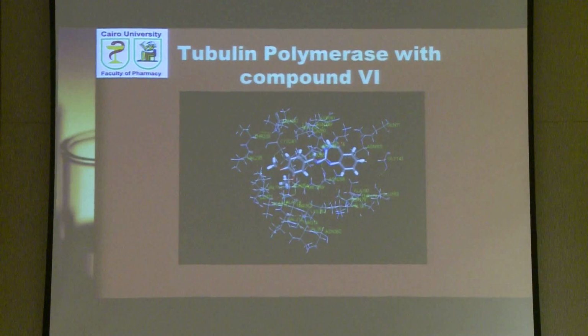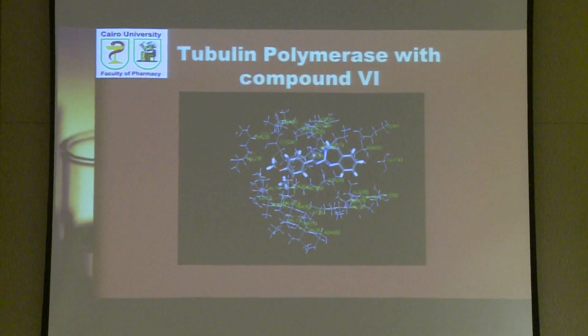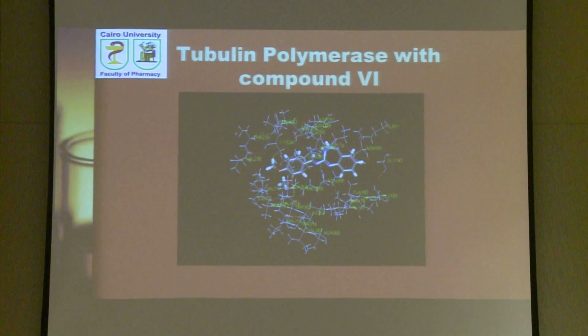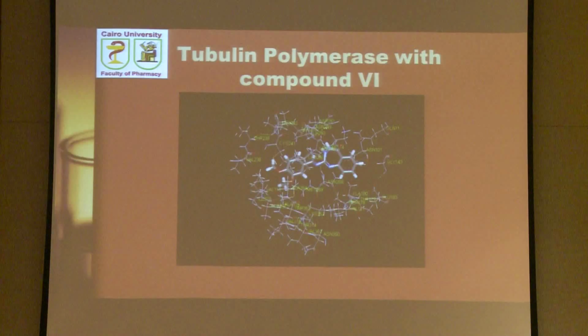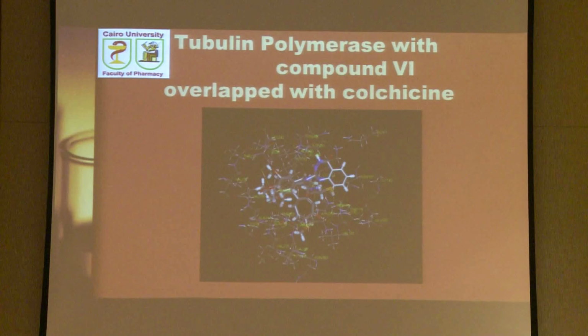This is the receptor of the tubulin polymerase, with the drug number 6 being in the pocket of the enzyme, to show how the compound being in the pocket is fitted to the enzyme. Here is the same compound, compound number 6, overlapped over colchicine, which is the ligand of the tubulin polymerase.